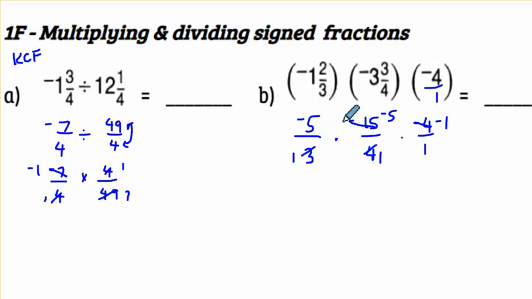So what's left? Just to do it. -5 times -5 times -1 would be your number. And then all we're left with on the bottom is 1s. We don't even really need to worry about those.